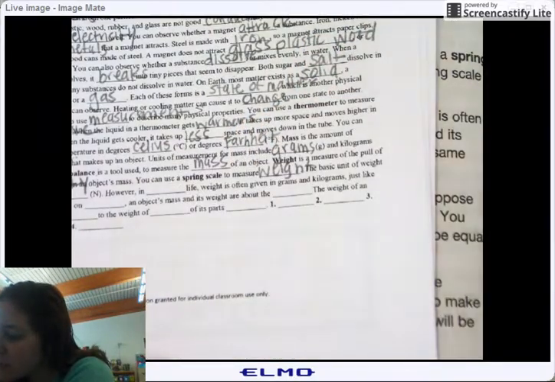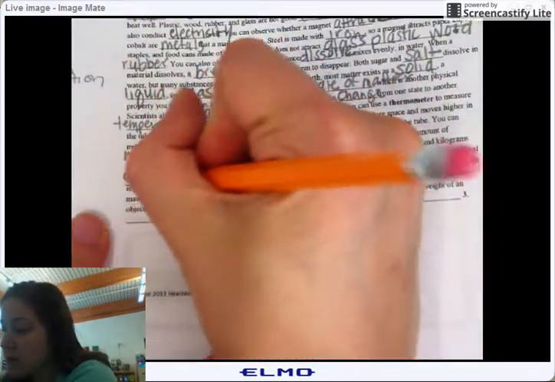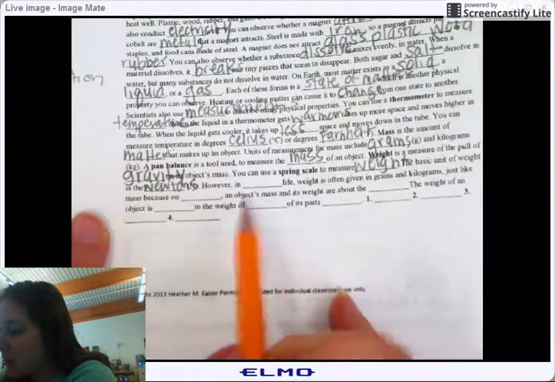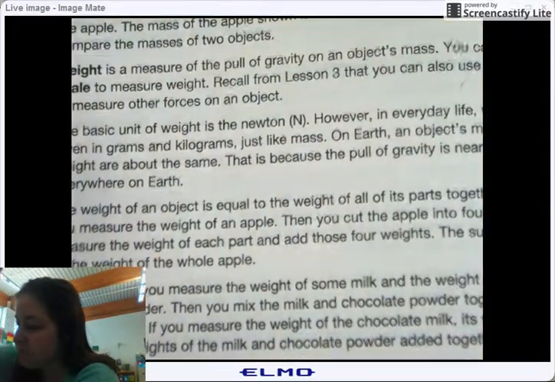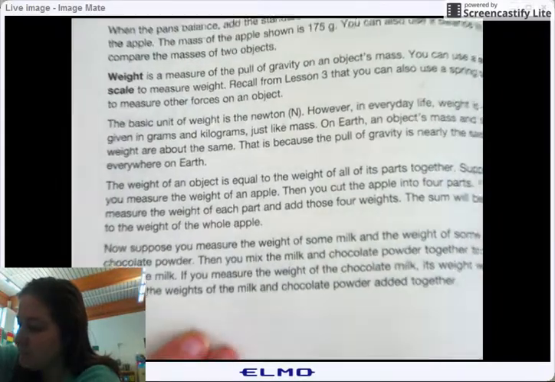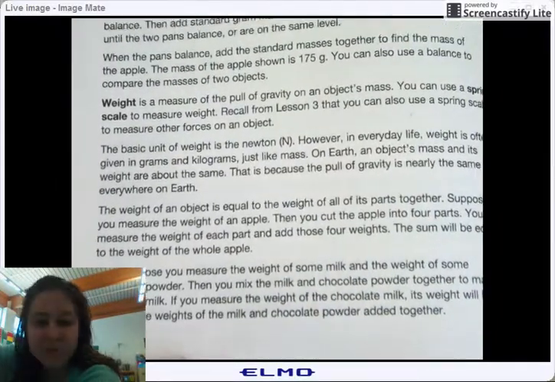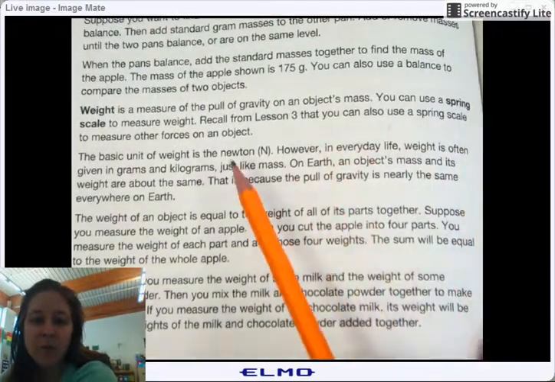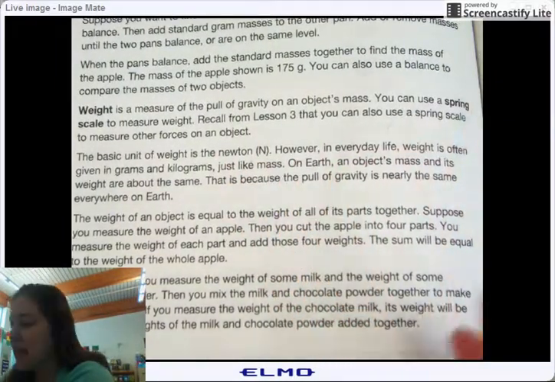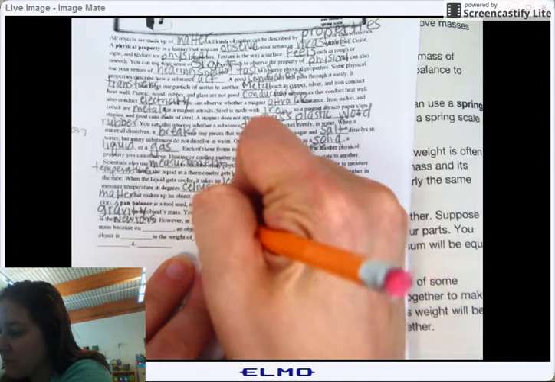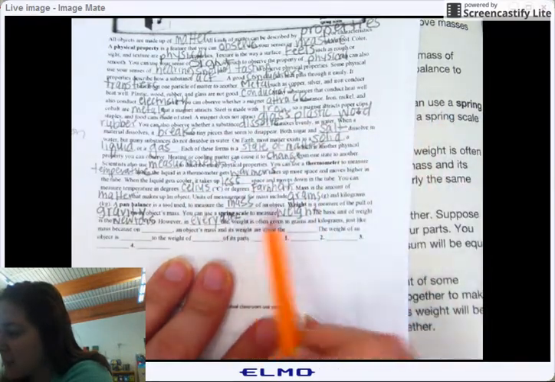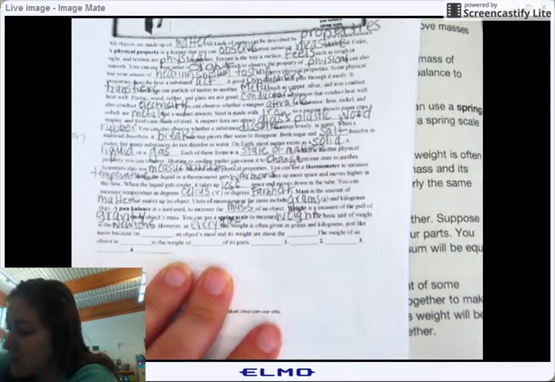The base unit of weight is the newton, N. N means newtons. However, in everyday life, weight is often given in grams and kilograms.